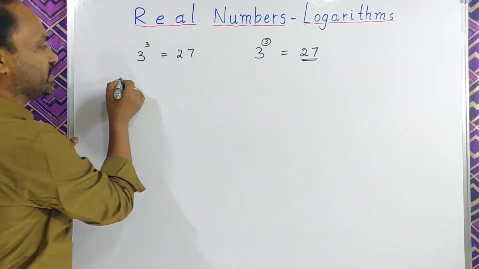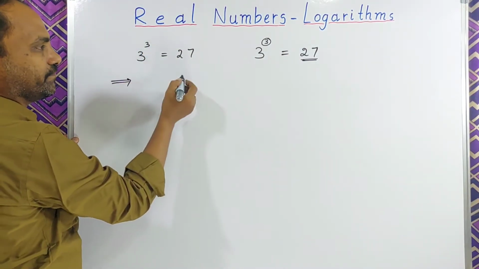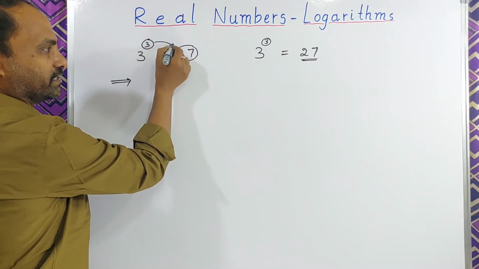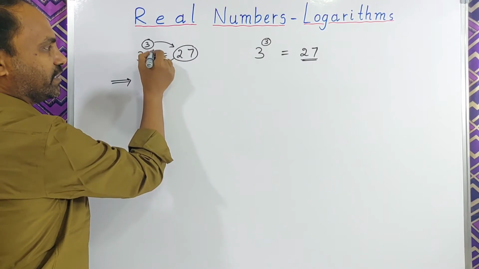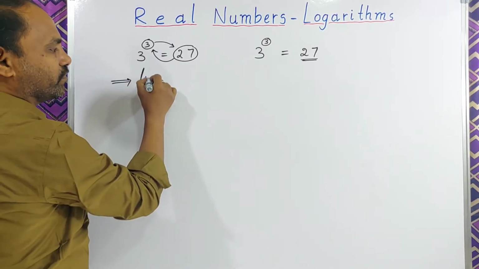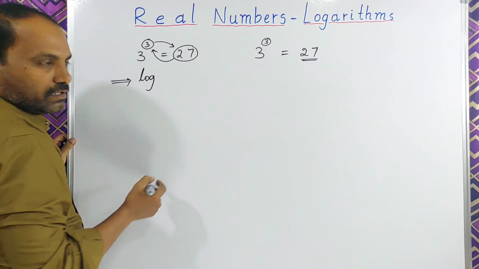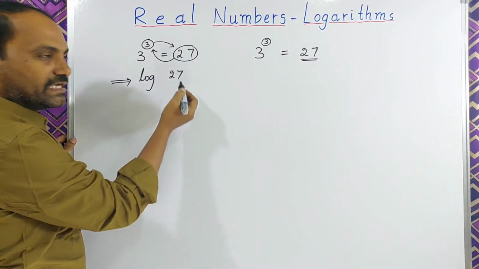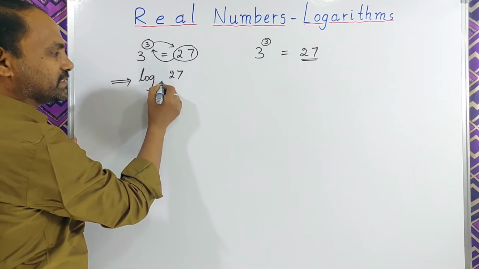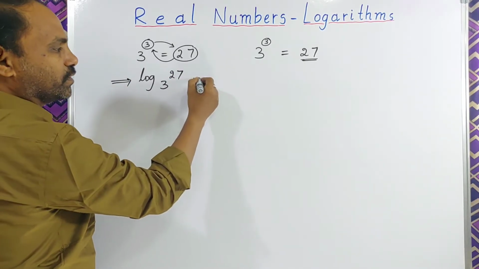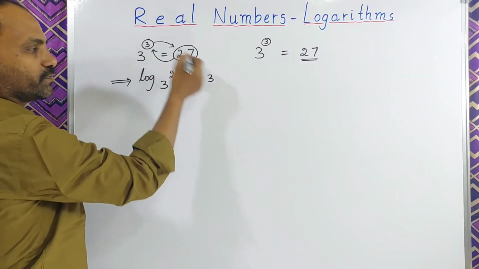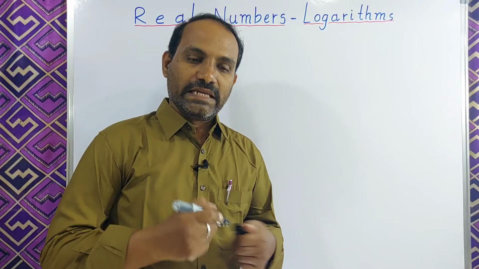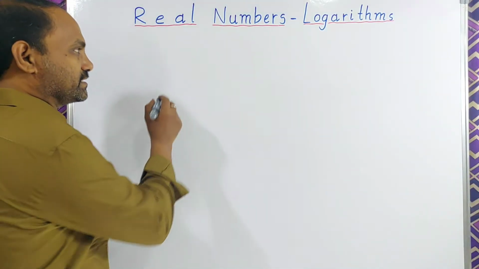Means we can write this one. How can we write? You should exchange this one here and this one here. When you add log, then log means logarithm of 27 to the base 3 is equal to 3. Here the exponent 3 is on this side. Now you understood that in a logarithm one base is also there.